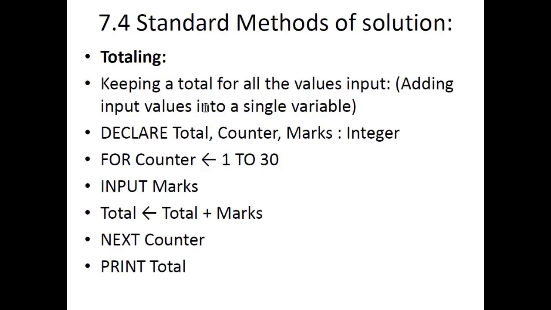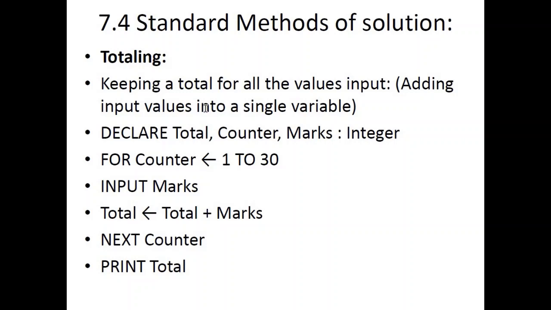The first method on our list is known as totaling. Totaling means to keep a total for all the values that have been input. It means whenever you run a loop, in order to take a series of inputs or a range of inputs, then you just keep on adding all of them together into a single variable. That is known as totaling. This usually happens at POS counters, point of sale counters in supermarkets, where all the items on your bill are totaled into a final amount or the net amount of the bill.